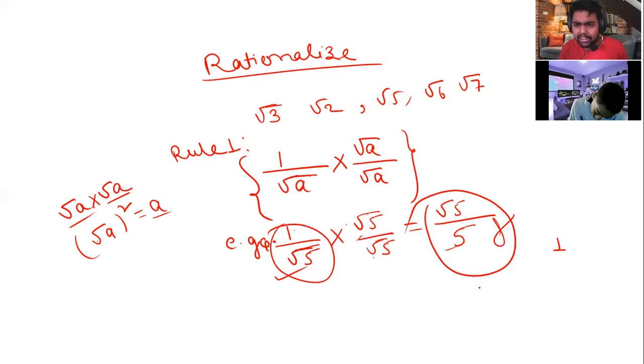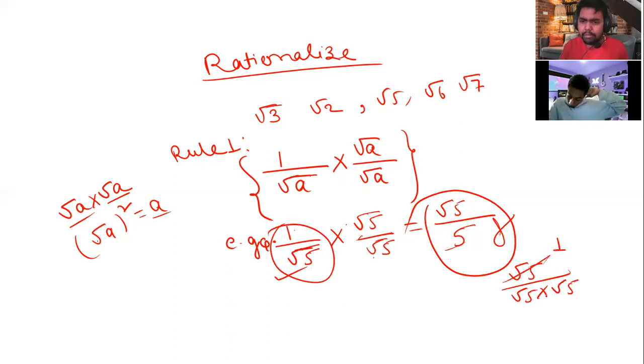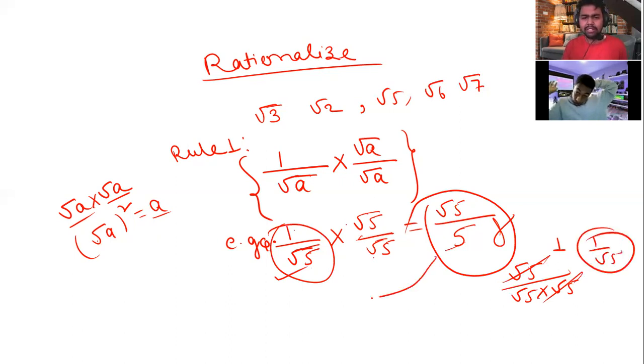See, try to understand this. Can I write root 5 at the numerator, which is there, and can I write 5 as root 5 times root 5? Yes. And then again, 1 root 5 and 1 root 5 will cancel each other, and we are left with 1 by root 5. So again, we are back here. Are you understanding? So this is one rule. What are the other rules? Have you written this?